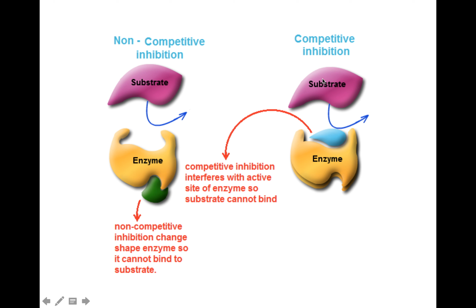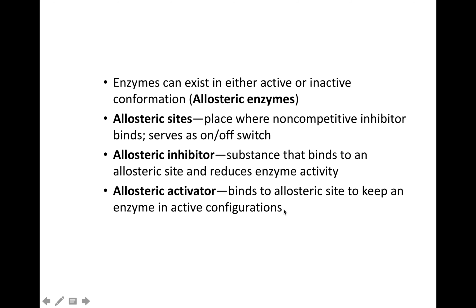So here's competitive inhibition, where it binds to the active site. Here's non-competitive. It binds to a different site on the enzyme, not the active site, and the enzyme undergoes a shape conformation change, and the substrate can't latch onto it. See over here, this is pinched inwards, and these are open. Okay. So enzymes can exist in either active or inactive conformation, and we can call them allosteric enzymes.